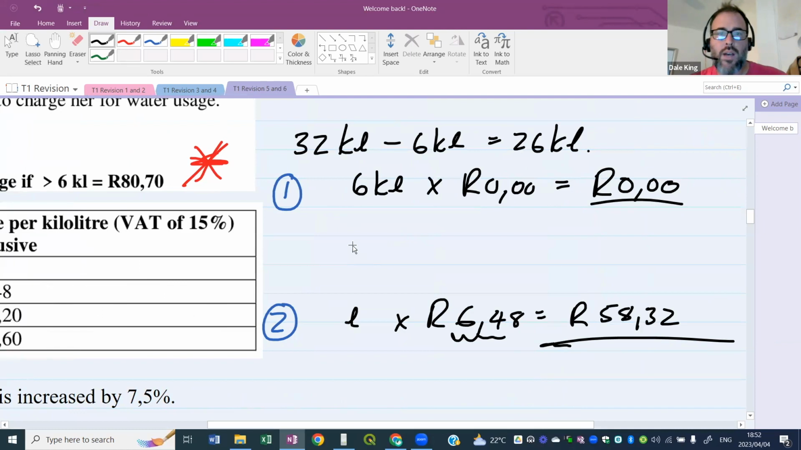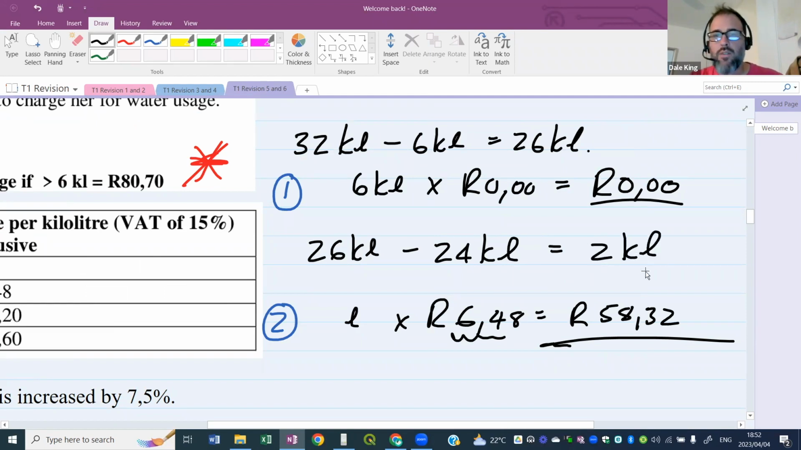So I've got 26 left over. So I'm going to say this: 26 that I've got left over, remove 24. Why am I saying 24? Because there's 24 kiloliters in the second bracket. That's all the water in the second bracket, which means I have 2 kiloliters left over.